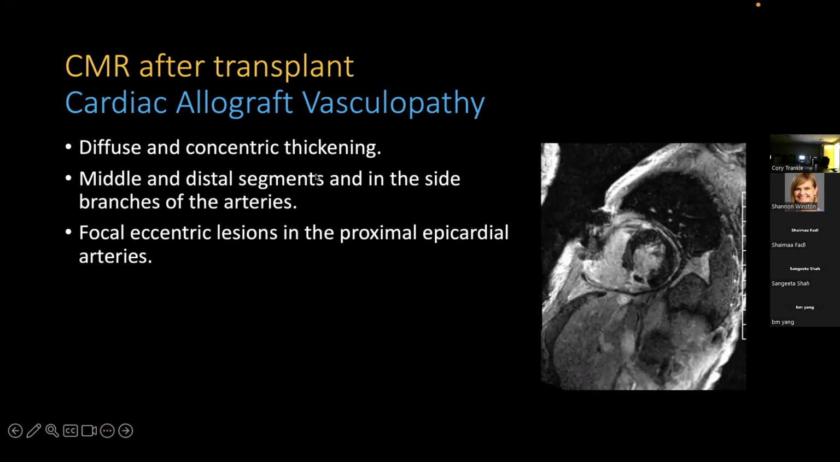What happens is there is some intimal proliferation and wall thickening of the vessel from that vasculopathy. It could be diffuse concentric thickening, or it could affect just the middle and distal segments or the side branches. It could be diffuse, but it can also be focal eccentric lesions in the epicardial arteries.